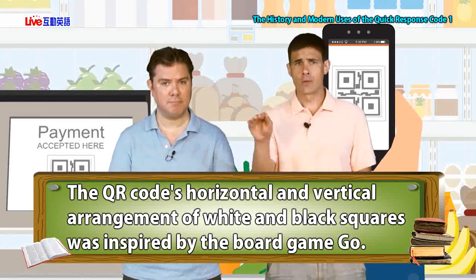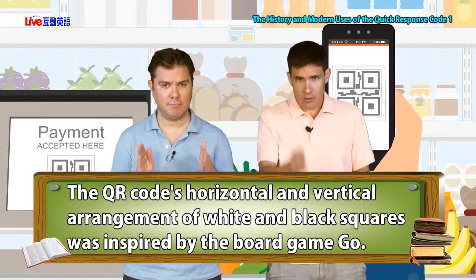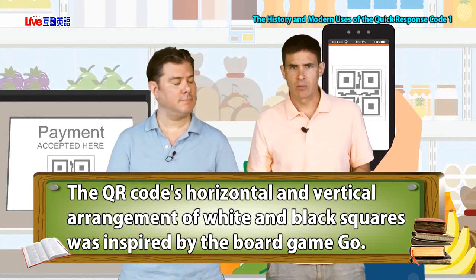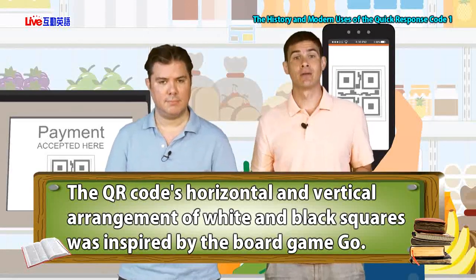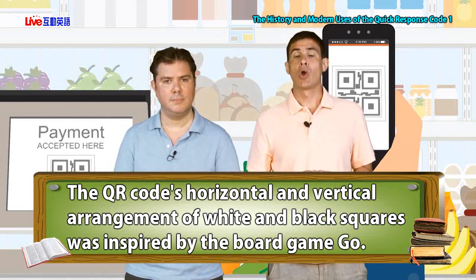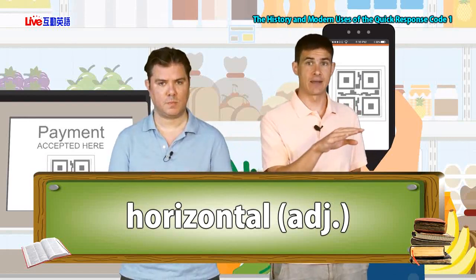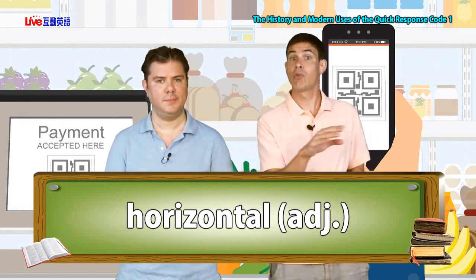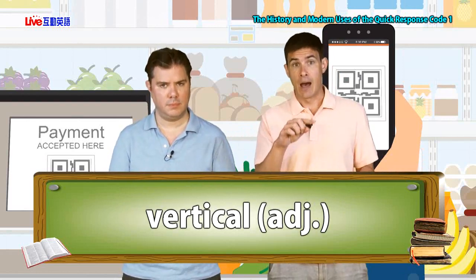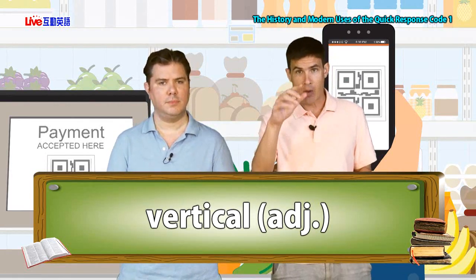Okay, let's talk some more about the QR code, the quick response code. The QR code's horizontal and vertical arrangement of white and black squares was inspired by the board game Go. How about that? I had no idea. By the way, horizontal means side to side, left to right, east to west, let's say. Vertical means up and down, north to south. I think you guys get the idea.